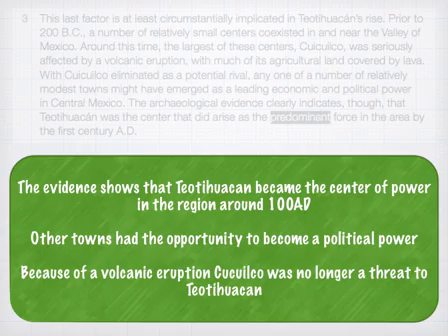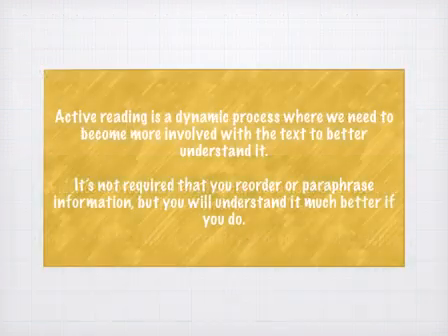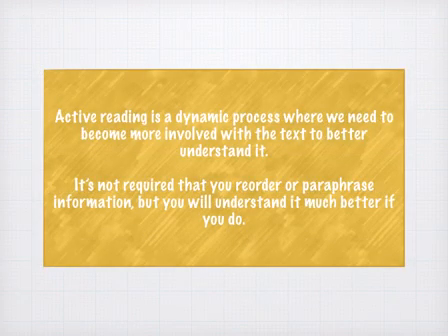So we can get these points simply by actively reading. We need to be a little bit more involved in the text, and we need to be able to extract some of the key points and rephrase them and paraphrase them into our own words, so that we can better understand the text and so that we can better answer the question. Active reading, therefore, is a dynamic process where we need to become more involved with the text to better understand it. It is not required that you reorder or paraphrase information, but you will understand it much better if you do.